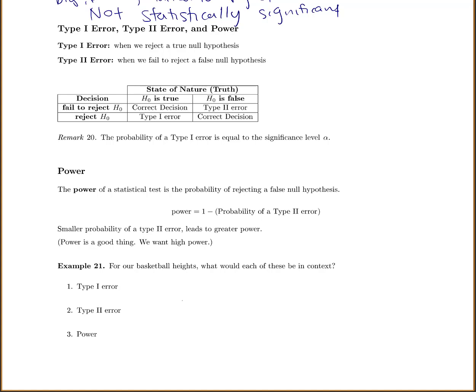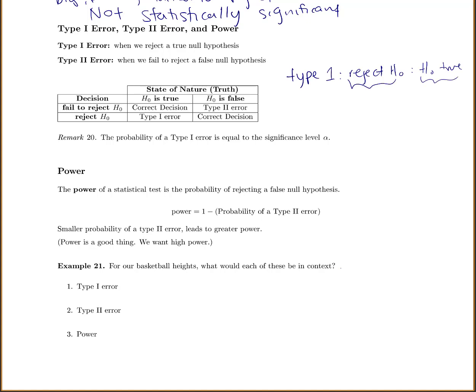Okay, for our basketball heights, what would each of these be in context? So let's come up here so I have a little bit more room. For a type 1 error, we said it's when the null is true and we reject. So I'm going to write that I'm rejecting the null, and the null is true. And then I'm going to put what each of those would be in context, which helps me get it right.